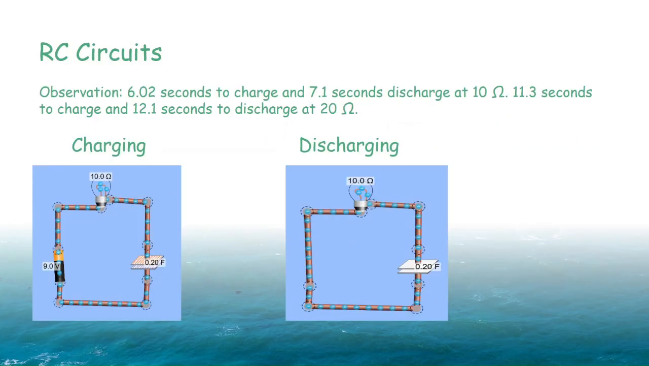When I timed how long it took to charge the capacitor, for a 10 ohm bulb it took around 6.02 seconds to charge and 7.1 seconds to discharge. For a 20 ohm bulb it took 11.3 seconds to charge and 12.1 seconds to discharge.